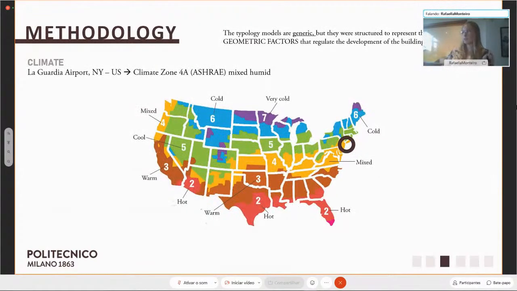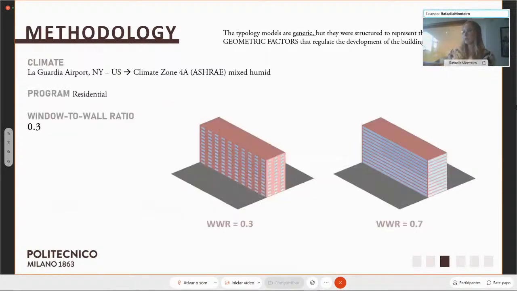So all the case studies are generic, but they were built with the same aspects in order for them to be realistic and comparable. The climate is located in New York, and the weather data used was from LaGuardia Airport, which is climate zone 4A from the ASHRAE classification of mixed-humid. The program is residential, and a window-to-wall ratio of 0.3 was decided to be in accordance with the program. As you can see, for instance, on the picture on the right, if we had chosen a WWR of 0.7, it would be more in accordance, for example, with an office building.